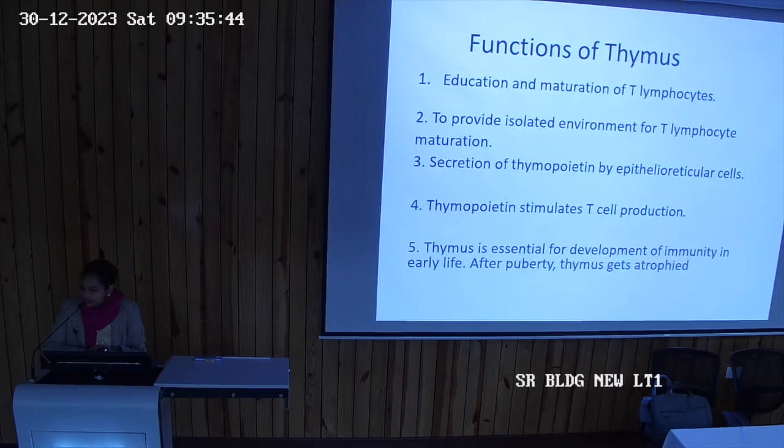Development of thymus, have you read? It develops from the third pharyngeal pouch. Then it proliferates and it grows till the age of puberty and then degenerates. It is a primary lymphoid organ.